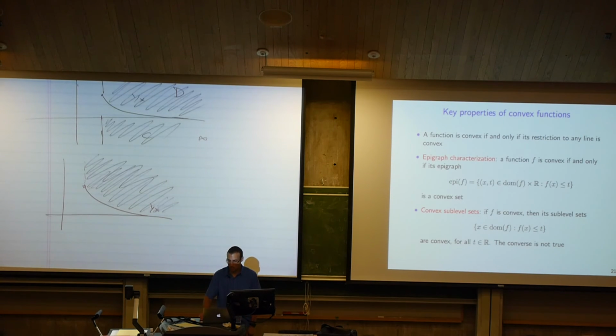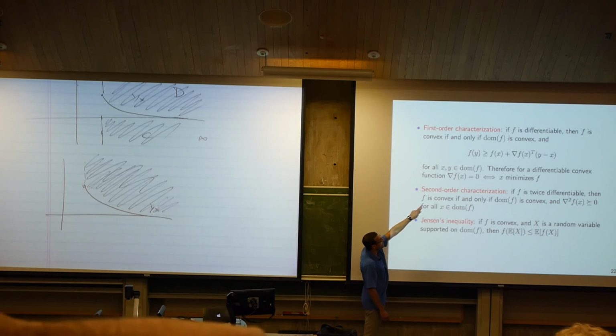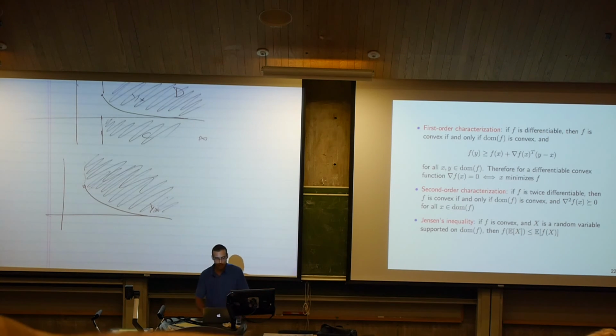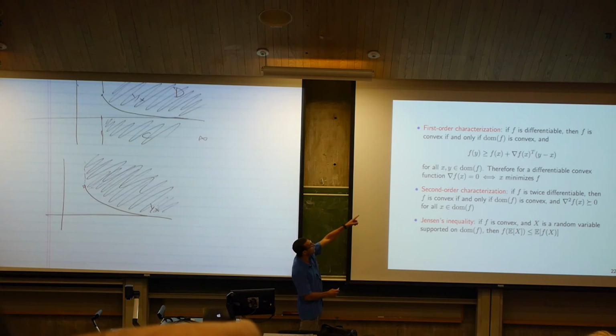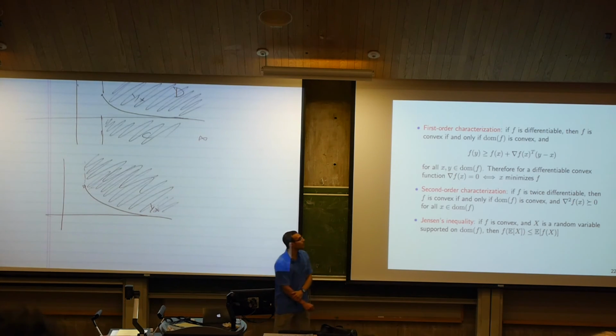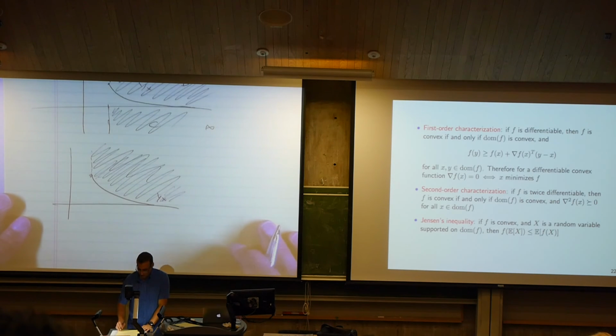I'm going to keep moving on because we push up against the end of time. Here are very important properties, ones I want to stress. If f is differentiable, if it has derivatives, then we have necessary and sufficient conditions for convexity. If f has a derivative, then it's convex if and only if, of course, its domain must be convex, but also this property is true: f of y is bigger than or equal to f of x plus the gradient of f of x transpose y minus x. So this says that the function lies above its tangent line.